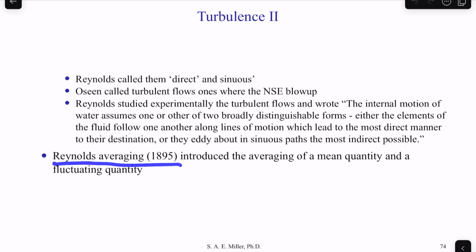In 1895, Osborne Reynolds introduced the time averaging, or what we call Reynolds averaging, where we decompose a variable into its base plus its fluctuations. The left-hand side is, say, the velocity. The first term on the right is the time average, and the final term is the fluctuating term with the prime.